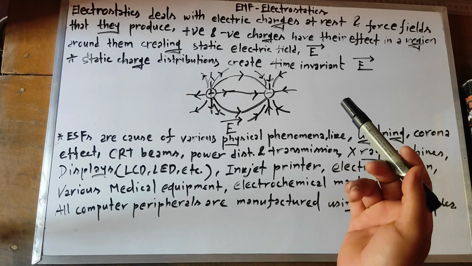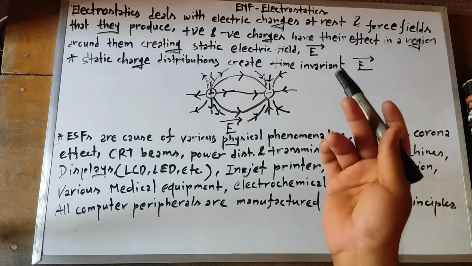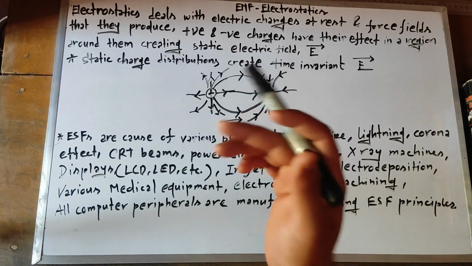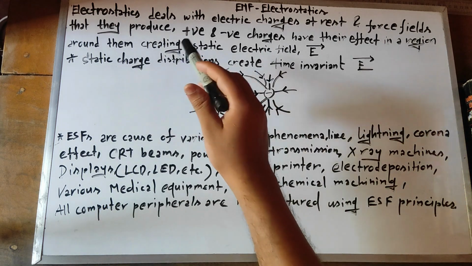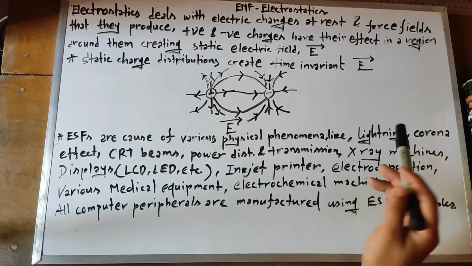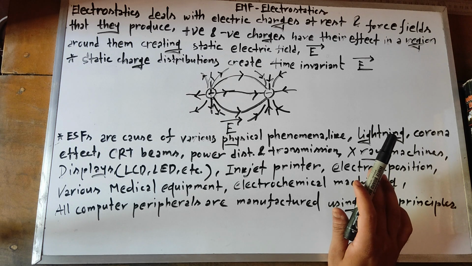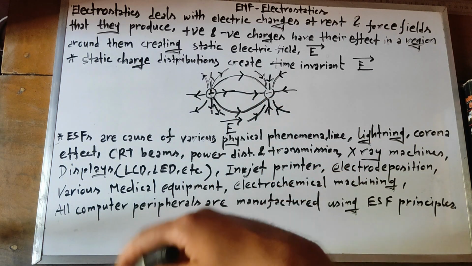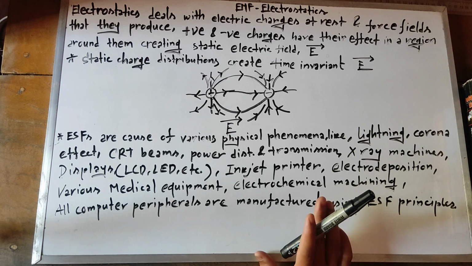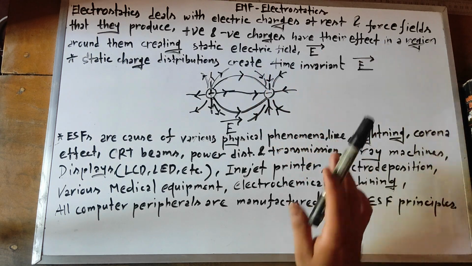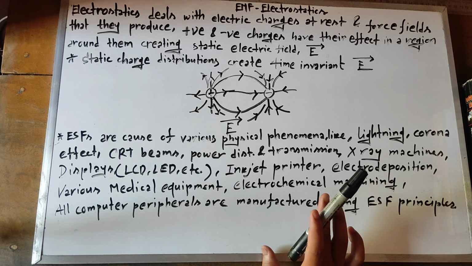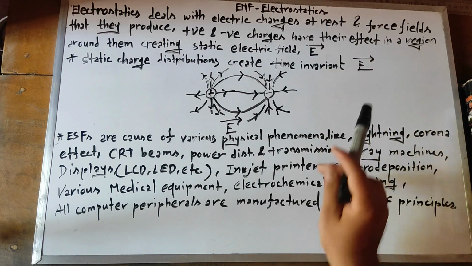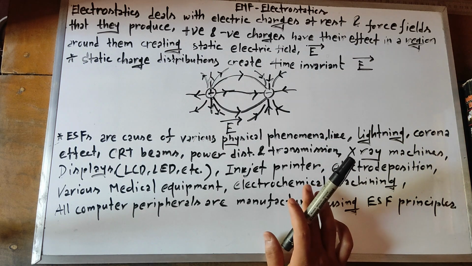The force field is E, or the force Fe, etc. The charges may be positive charge or negative charge. Positive and negative charges have their effect in a region which is called a field. The effect of anything around a certain region is called a field. So positive and negative charges have their effect in a region around them, creating a static electric field. Electric field is a vector, obviously.